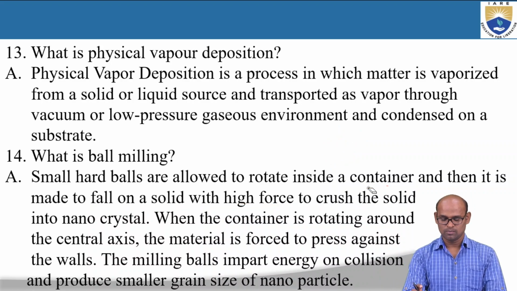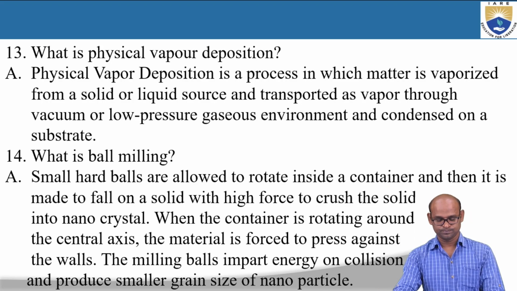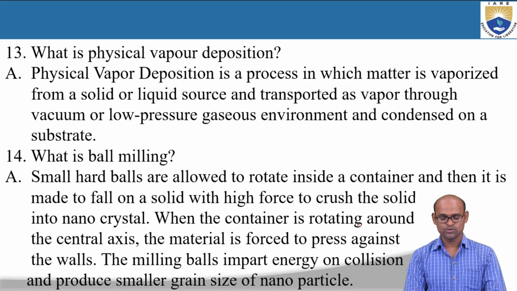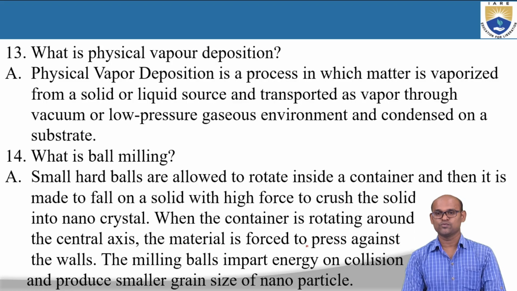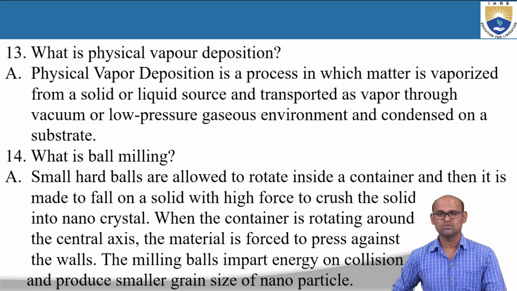So that is ball milling, or we also call this ball milling mechanical crushing. When the container is rotating around the central axis, the material is forced to press against the balls. The milling balls impart energy on collision and produce smaller grains of nanoparticles around 10 to 30 nanometers.